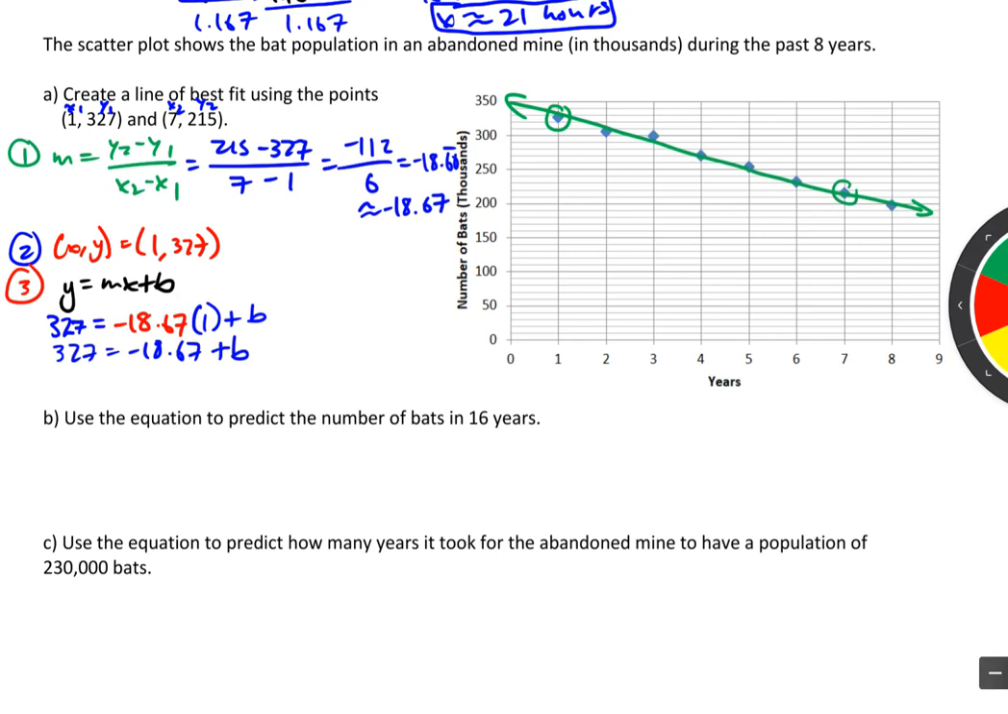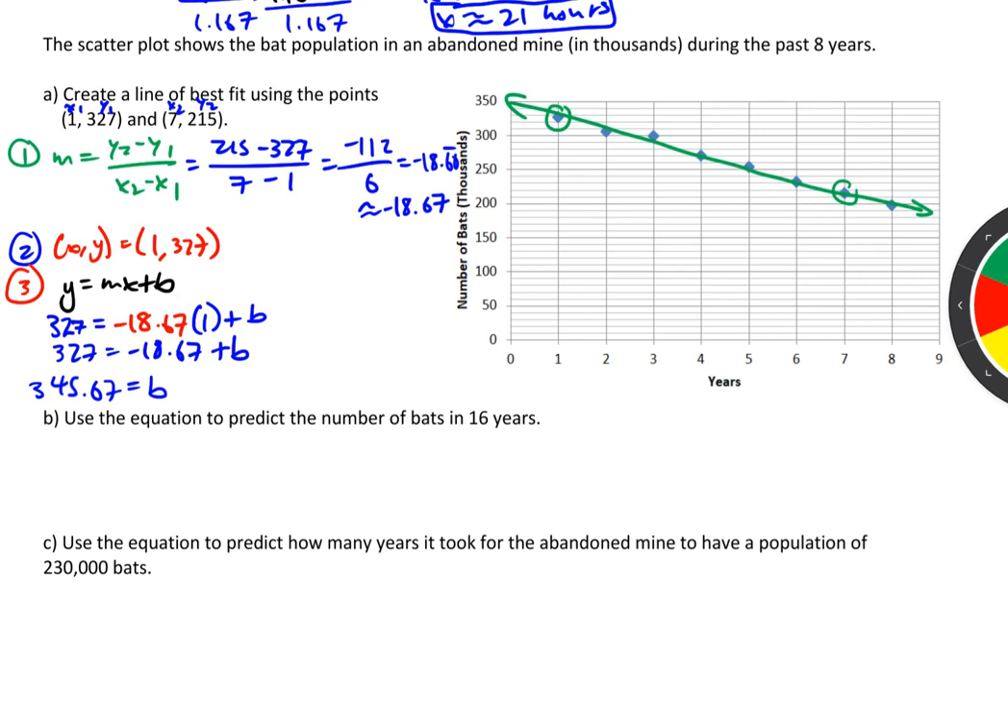And then we need to add. So we're going to add 18.67 to both sides. Okay, so let's see what that becomes. 327 plus 18.67. So this means our y-intercept is going to be 345.67. Oh, very interesting numbers.